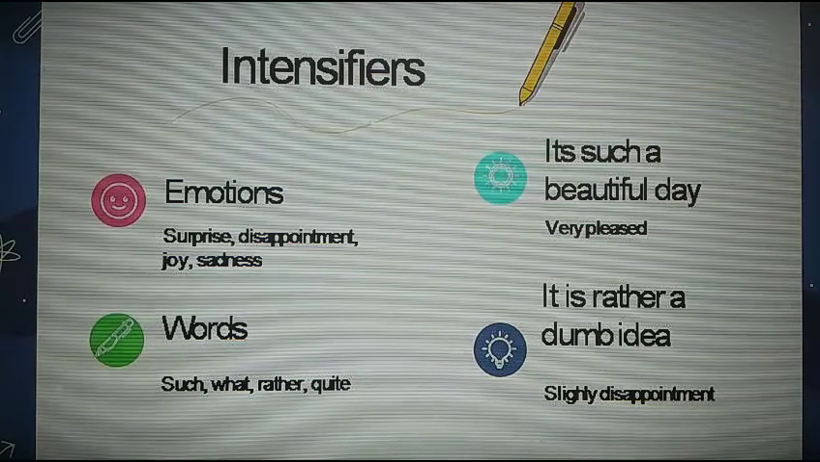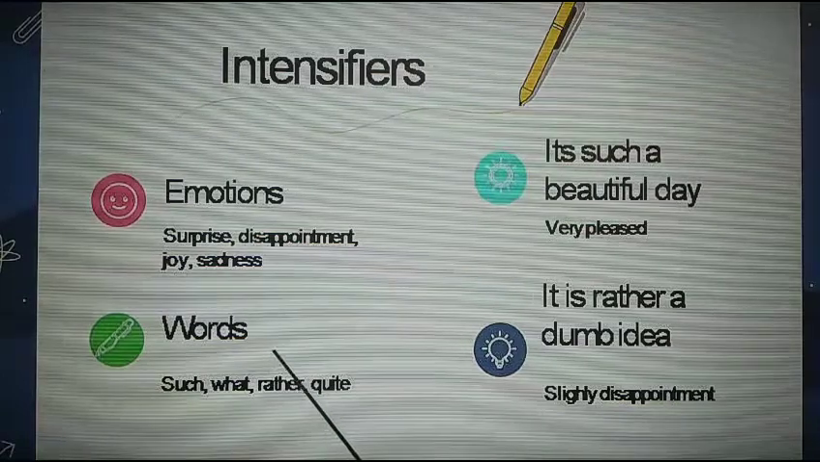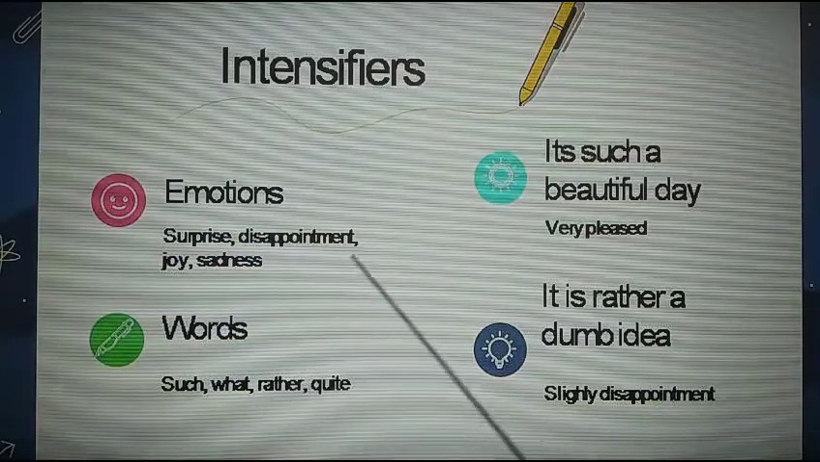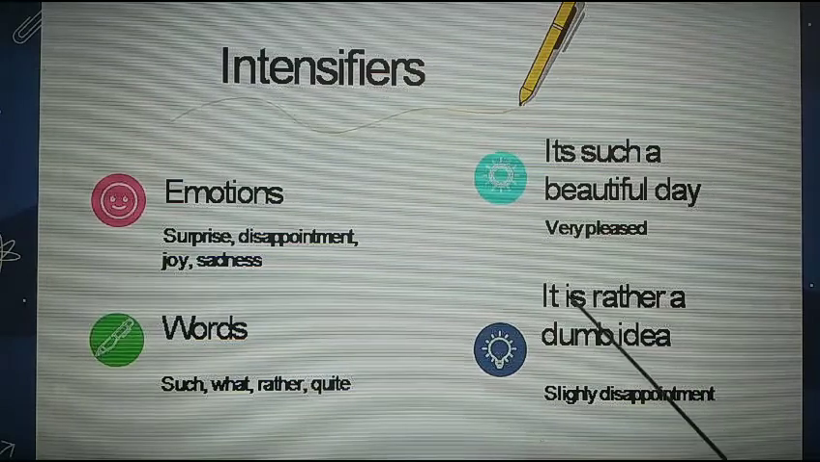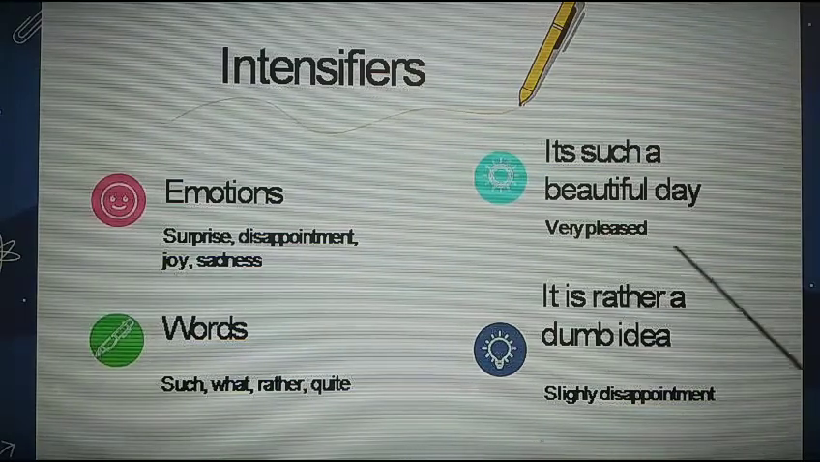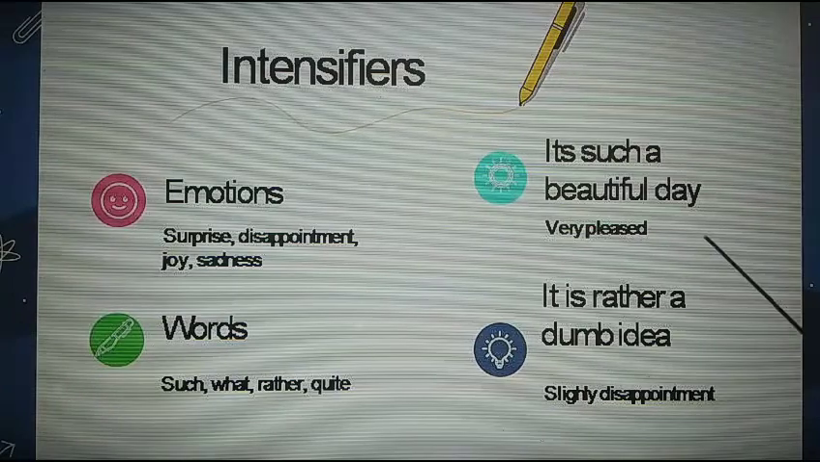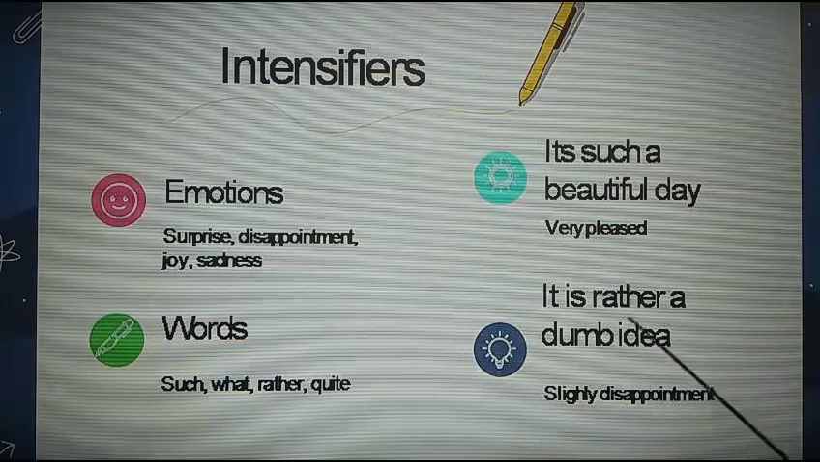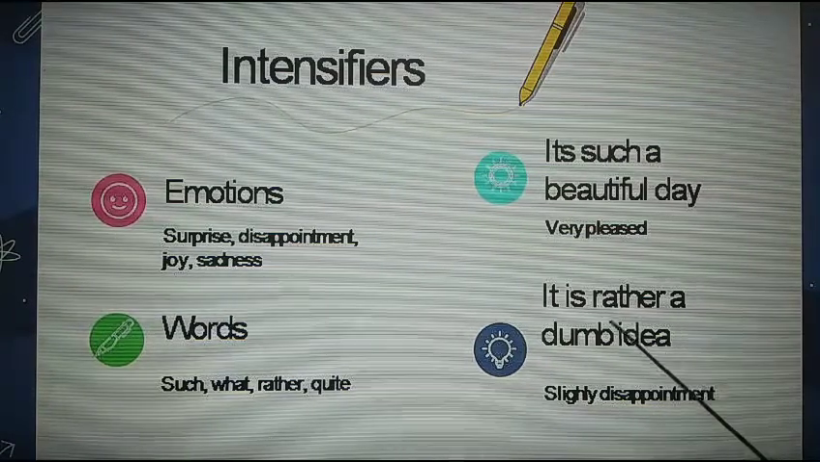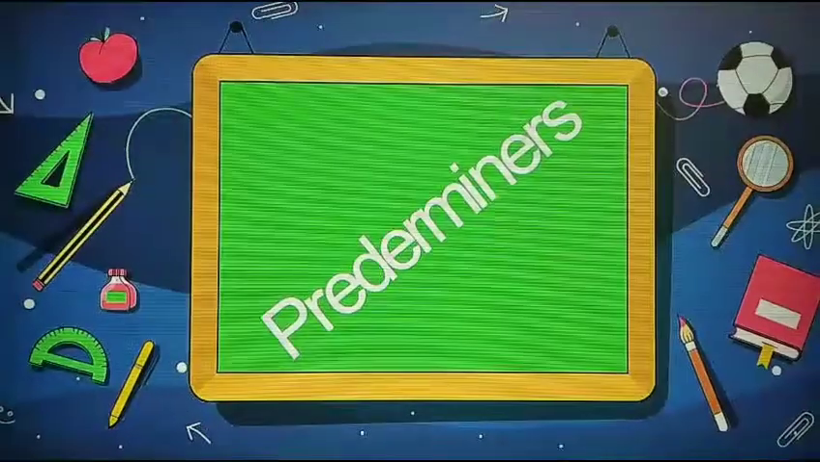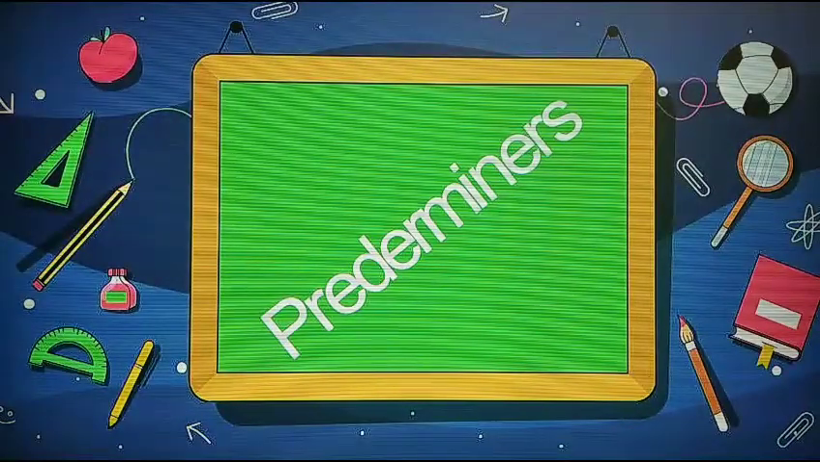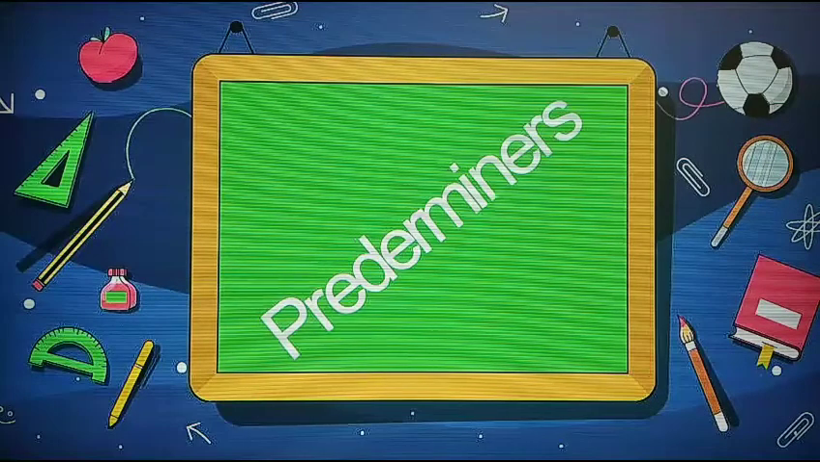So remember, these words don't mean anything per se. They are used to multiply an emotion. We can also say what a dumb idea, or that it's quite a dumb idea, and we are multiplying how disappointed I am about this idea. That is everything about the English predeterminers.